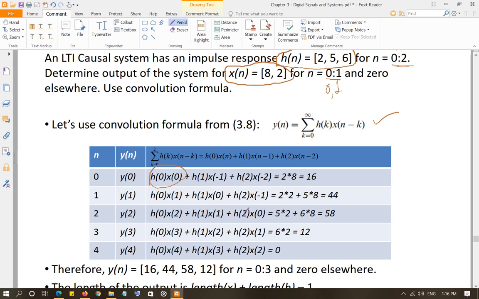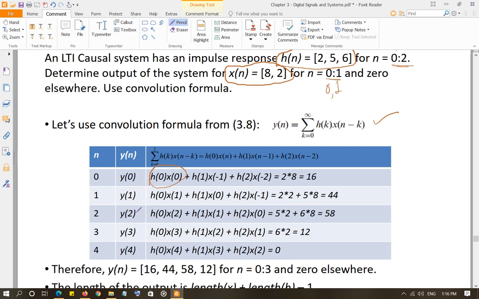Now remember, I think we discussed this, or maybe we have not. Anyway, the length of the y vector, that is the number of non-zero output values, will be the length of the h vector plus the length of the x vector minus 1. So 3 plus 2 is 5, minus 1 is 4. So the length of the output is going to be 4. There will be 4 non-zero components in the output, and you can see them over here.